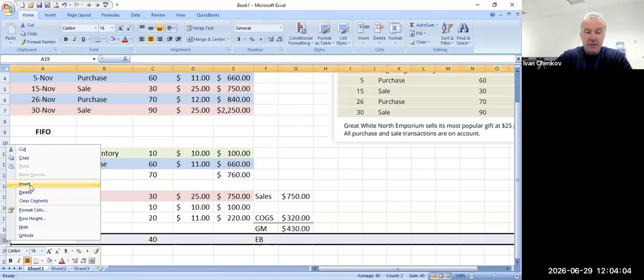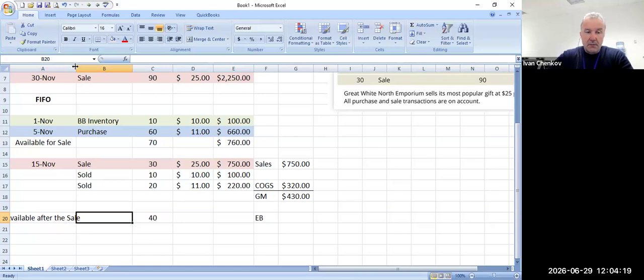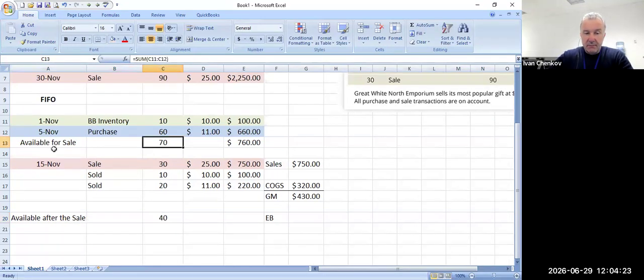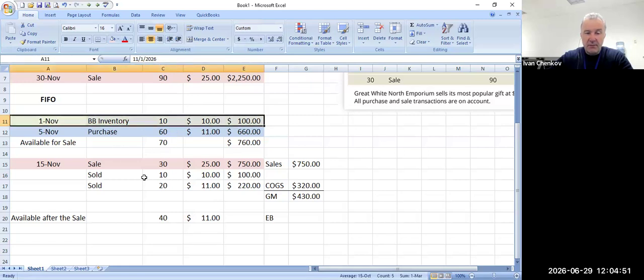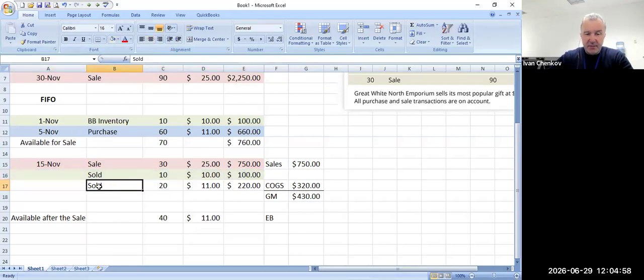Now let's see how much is my ending balance, how much left after this sale. Available after the sale. So after my first sale, I had 70. Sorry, I sold 30. I have 70. I sold 30. Now I have available 40. Which come from the purchase from November, and all of them comes at $11. Remember, when we're applying first in, first out. So what's left? From the 10 inventory, beginning inventory, I already sold them. Beginning inventory, gone.